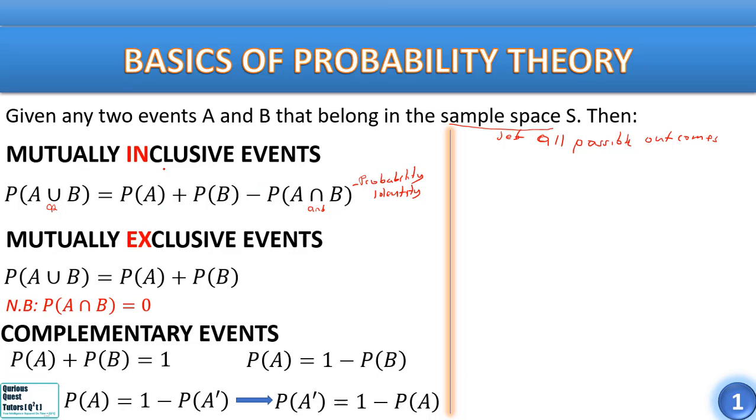What we mean by mutually inclusive events are events that can occur at the same time, or simultaneously. So again, do not be alarmed or scared of these new terms. By mutually inclusive events, we mean events that can occur at the same time. If they can occur at the same time, then we use this formula that is called the probability identity.